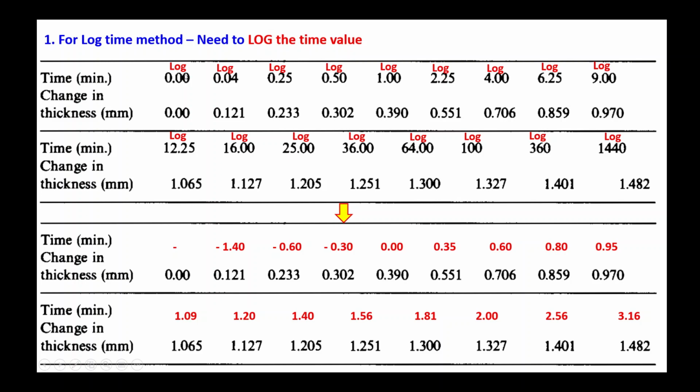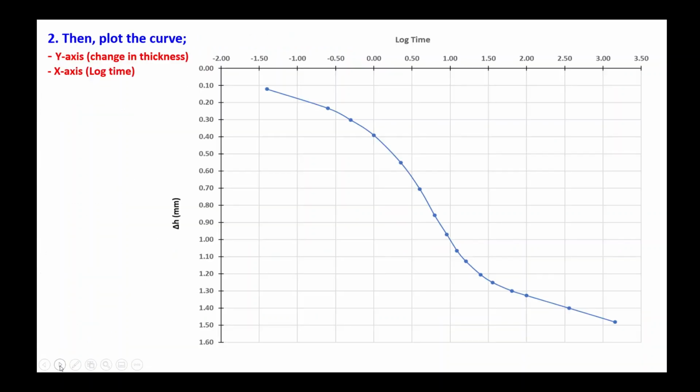For example, log 0 you will have a math error. Log 0.04 you will have negative 1.4. Log 1 you will have 0, until log 1440 minutes you will have 3.16. Once you complete logging all the time values, we're ready to plot the graph.